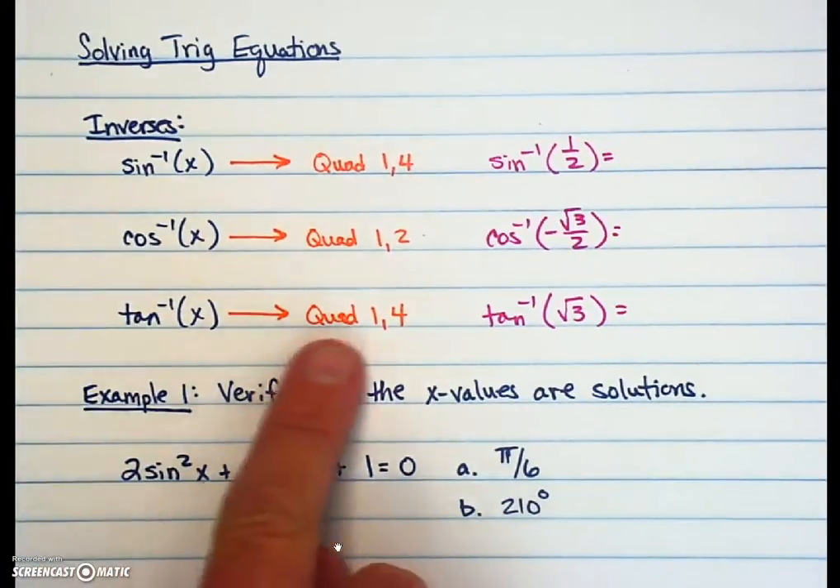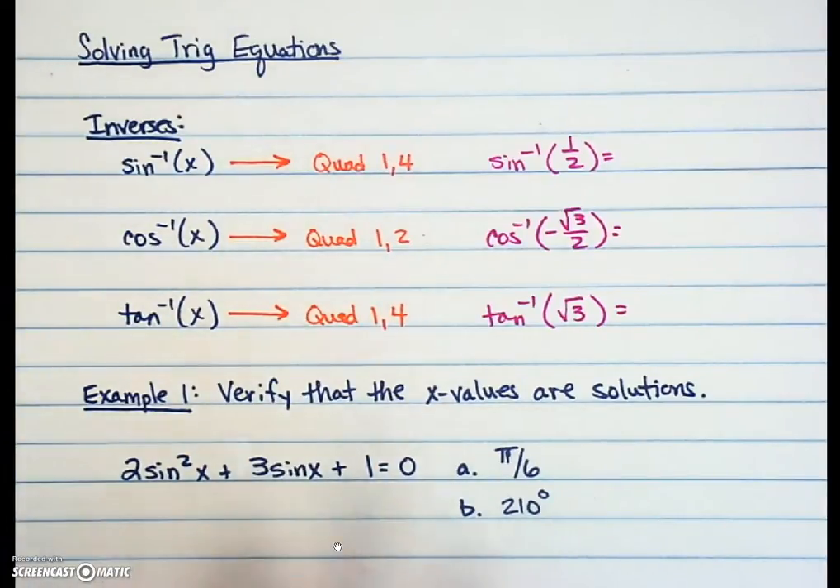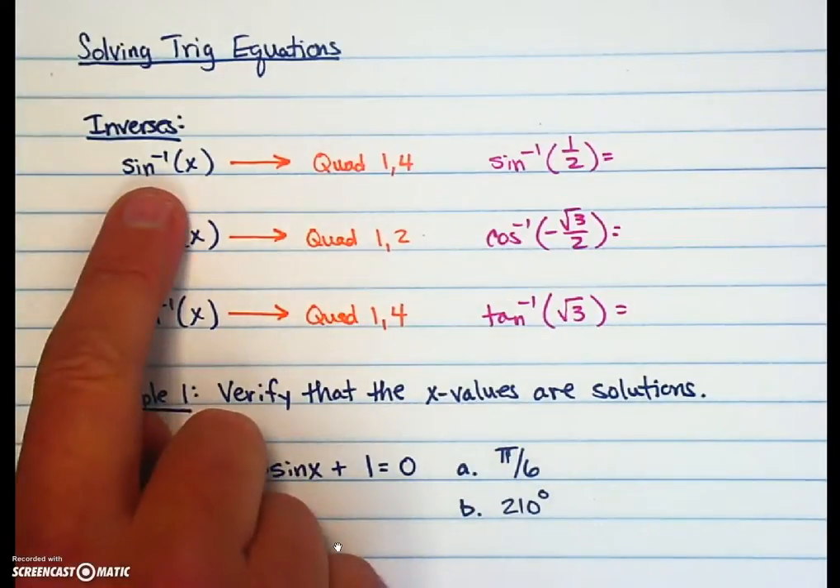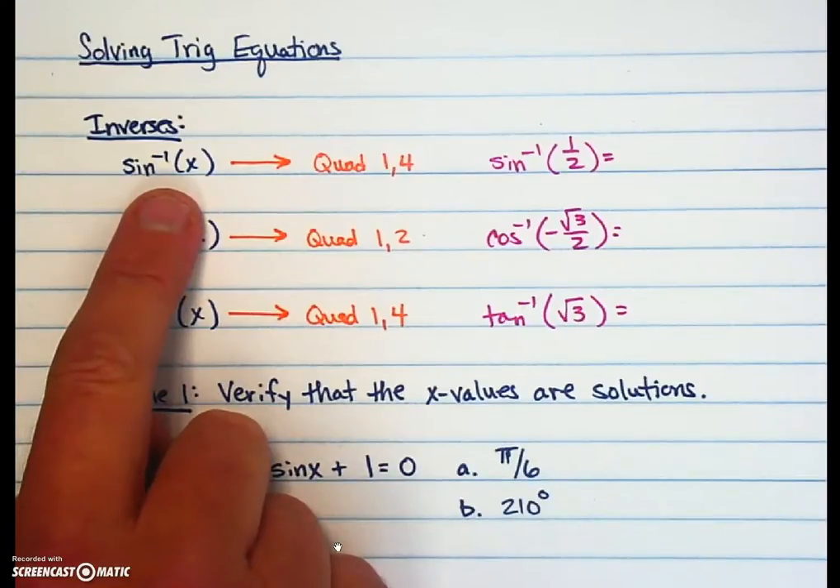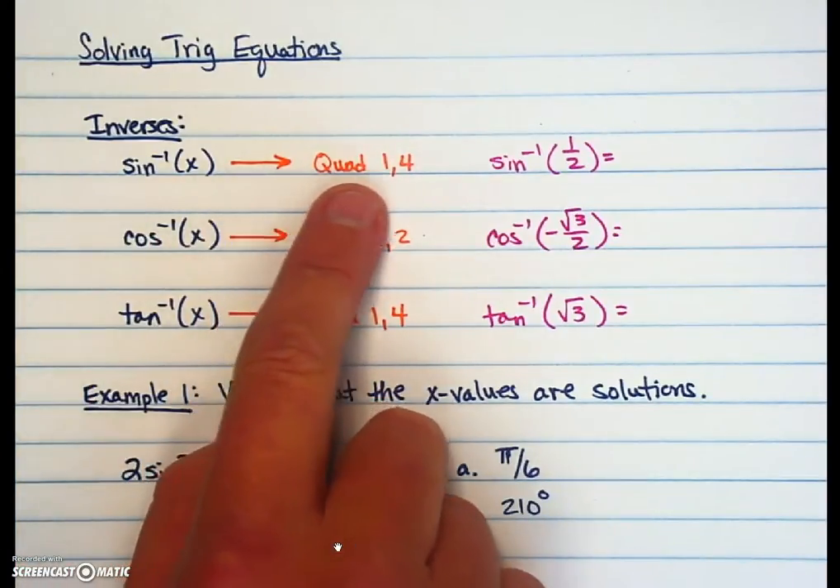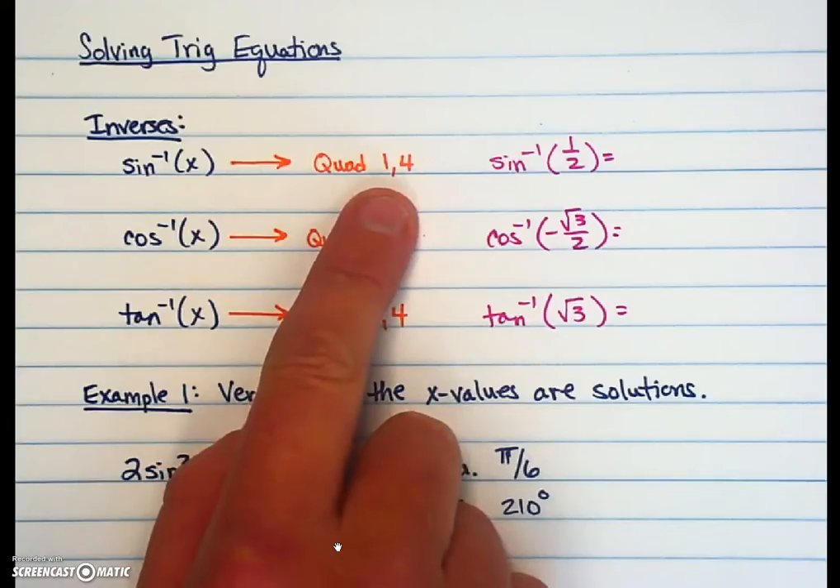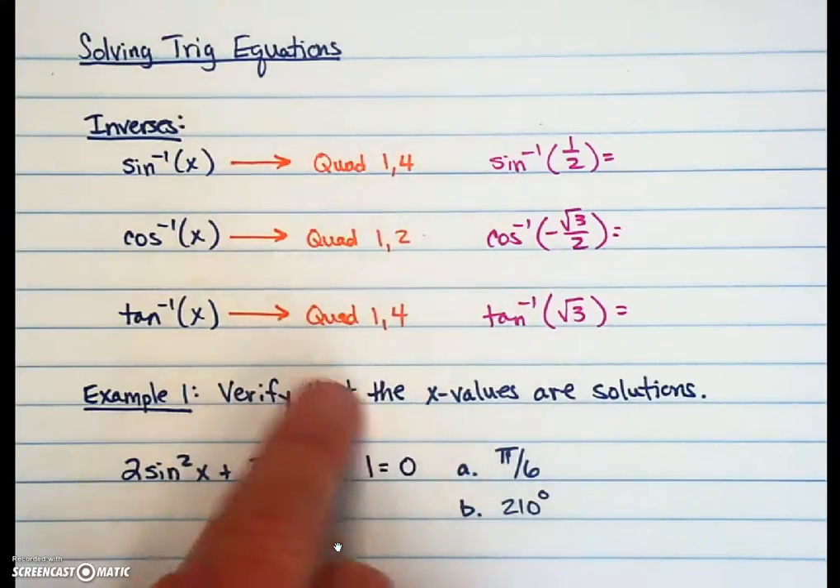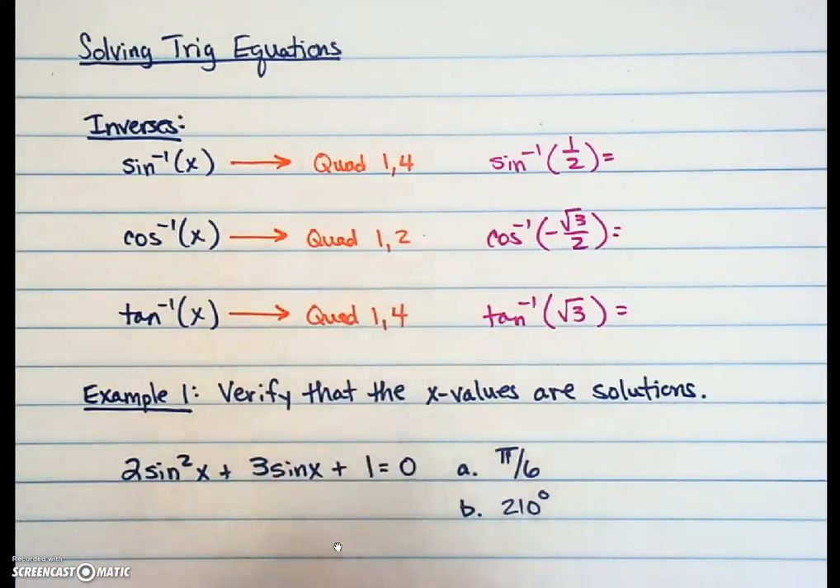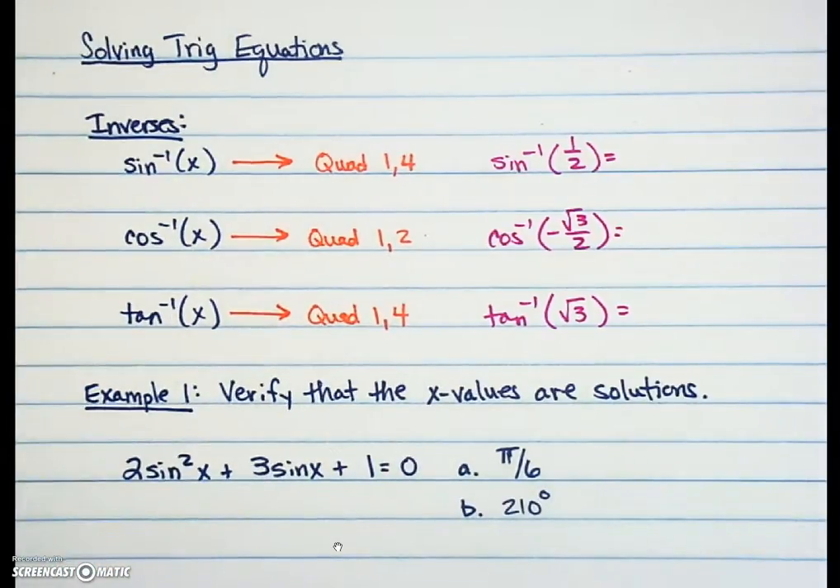But when we did it, we did not restrict the domains. So what we're going to do when we're solving, we're going to restrict the domains, and that's going to make solving them a little bit easier. And I'll show you why in just a few minutes. When you do sine inverse, you should only look in quadrants 1 and 4 for the answers. Cosine inverse, you should only look in quadrants 1 and 2, and tan inverse, quadrants 1 and 4. So we never, ever look in quadrant 3 when we're doing inverse problems.